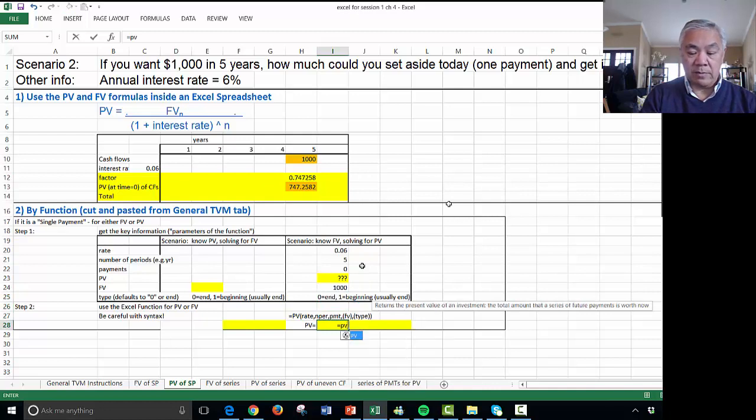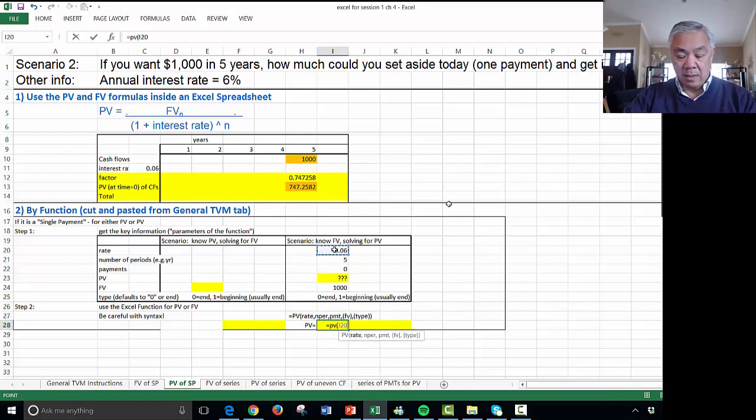Equals PV, open parens. What is the rate? Comma. What is the period? 5, comma. What are the payments? 0, comma. And what is the FV? $1,000, close parens, and you get the same number.